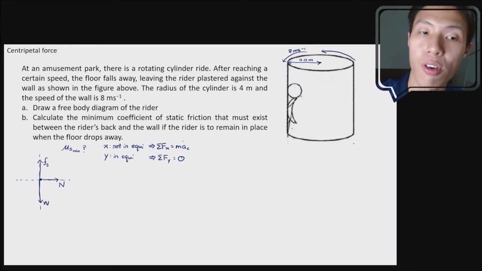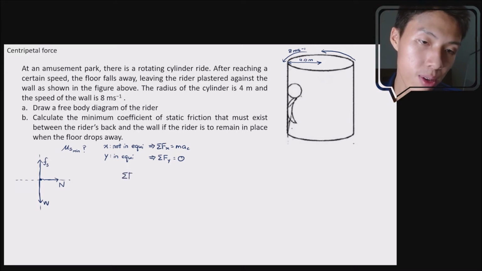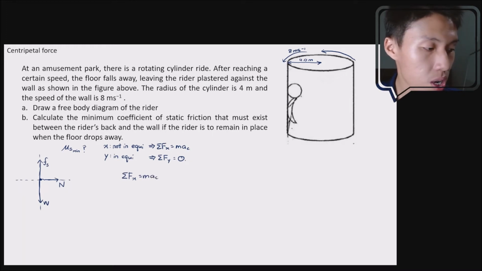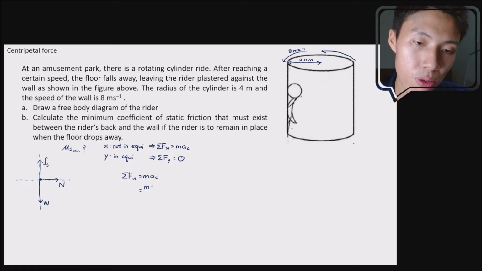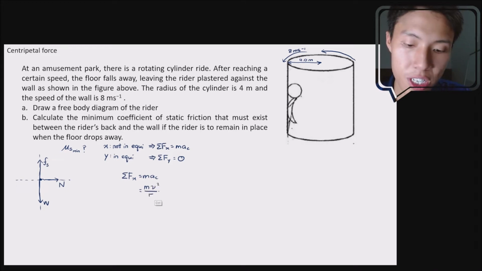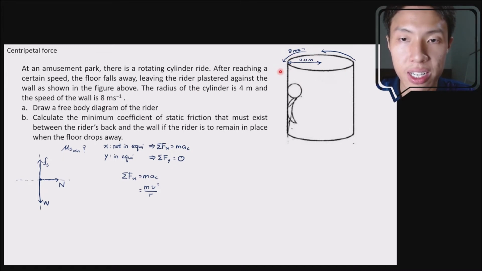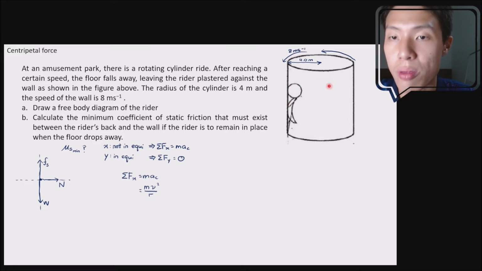We move on to step 4 where we start to do our calculation. For the x-axis, sum of Fx is equal to mass times the centripetal acceleration. I'll be changing it to mv squared over r. Why am I changing it to mv squared over r? It's because they provide us with the speed of the wall moving at 8 meters per second. That's the linear speed of the rotating cylinder, so that will be the linear speed of the rider undergoing circular motion as well.